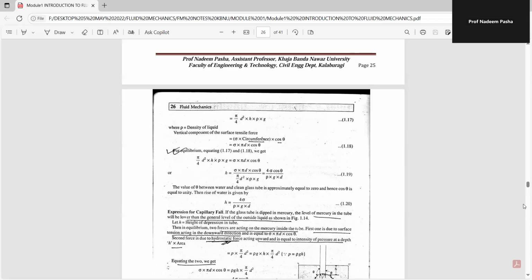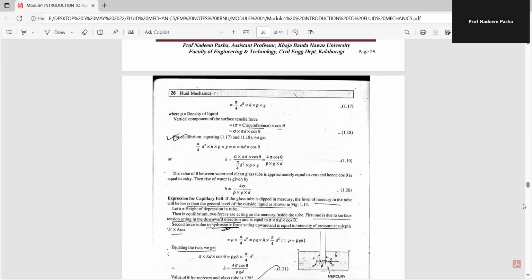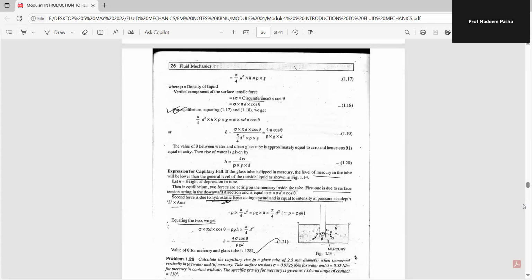So how do we calculate capillary fall? If the glass tube is dipped in mercury, the level of mercury in the tube will be lower than the general level of the outside liquid, as shown in the figure. What is happening? In the first case, we immersed the glass tube in a liquid where capillary rise occurred. Here, if the glass tube is dipped in mercury, the level of mercury in the tube will be lower than the general level of the outside liquid. As soon as you insert the glass tube with both ends open into mercury, its level falls below the normal level.